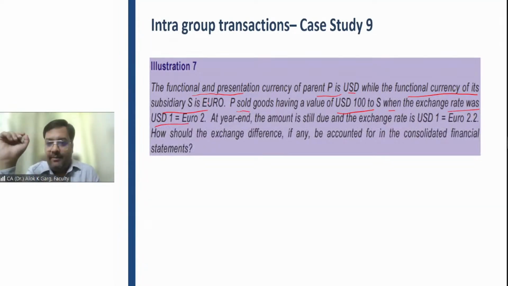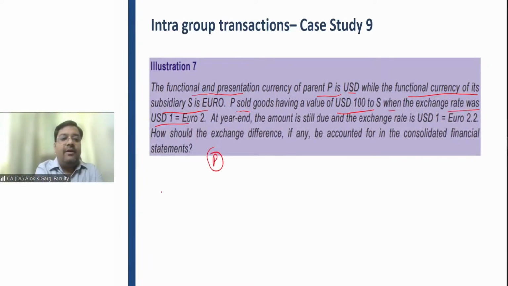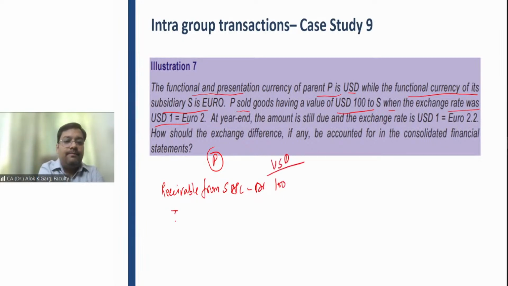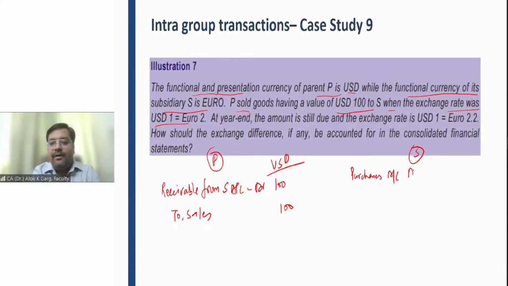Means parent has recorded, in the books of P, receivable from S account debit, 100 US dollar, to sales account, 100 US dollar. S has recorded purchases account debit to payable to P in euro, 200 euro.